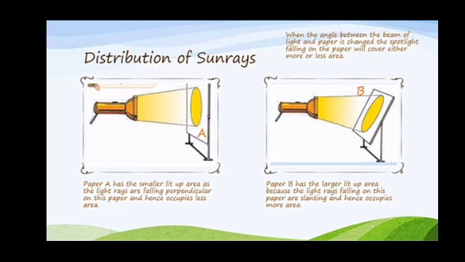Third question: what is the relation between the angle of the paper and the area occupied by the beam? Answer is, when the angle of paper with the beam is of less degree, the area occupied by the beam is smaller. On the other hand, when the angle of paper with the beam is of more degree, the area occupied by the beam is larger.